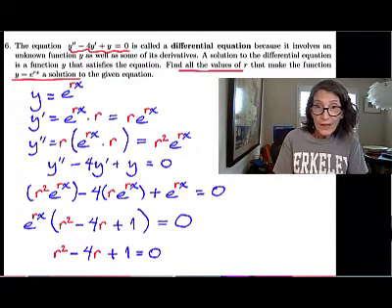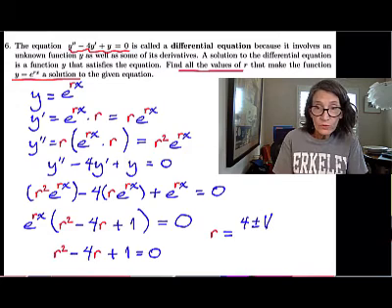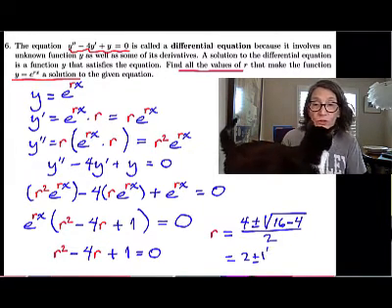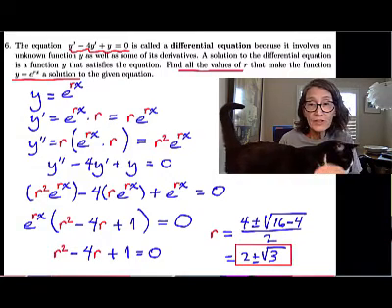Now that doesn't factor, but we can use the quadratic formula. The quadratic formula says r is equal to negative 4, which is positive 4, plus or minus the square root of 4 squared minus 4 times 1, and that's all over 2 times 1. All right, so if I simplify that, I get r is equal to 2 plus or minus the square root of 3.